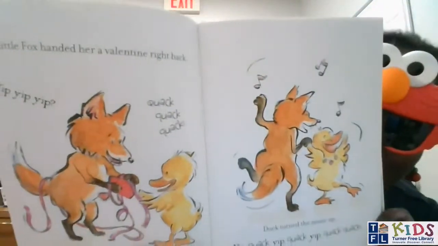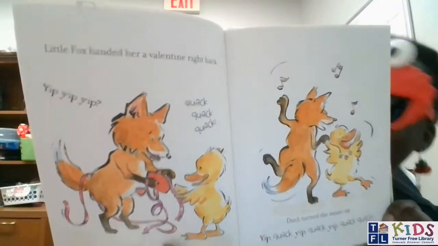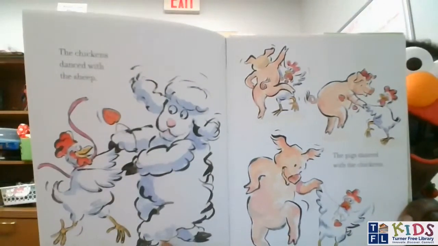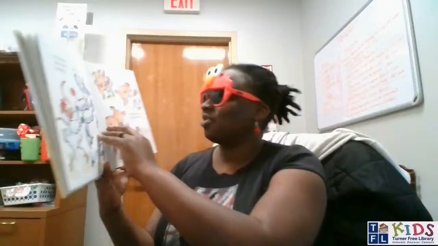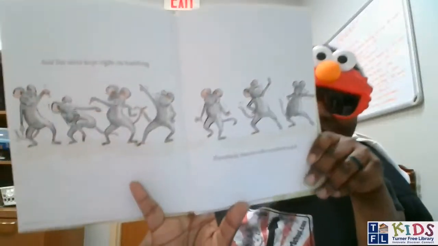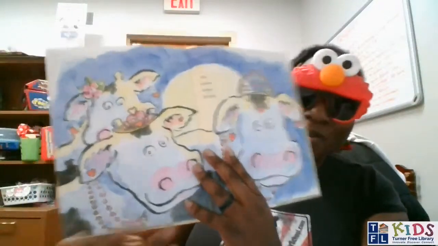Duck turned the music up. Yip, quack! Yip, quack! Yip, quack, quack! Fox and Duck are quite the pair, and they look like they're having a grand old time. The chickens dance with the sheep. The pigs dance with the chickens. Oh yeah. And the mice just kept right on hustling. Everybody danced until the cows came home.